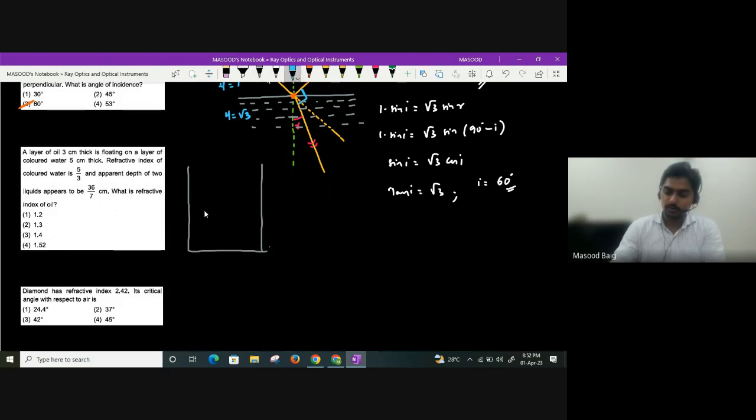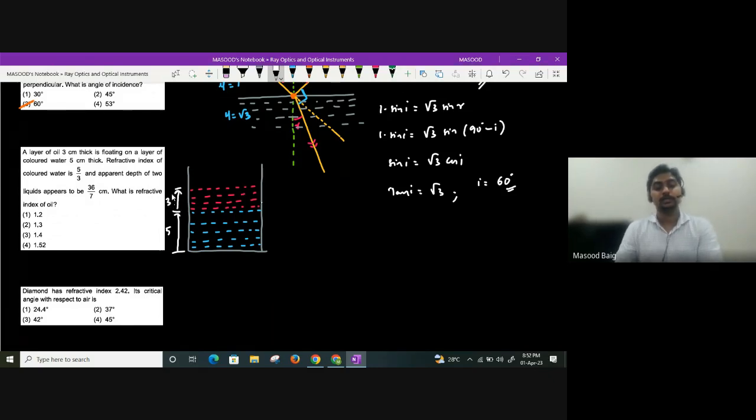Yes or no? So here we have colored water, blue colored water. How much is the length here? This is given as 5 centimeters. Yes or no? This is given as 5 centimeters, guys. And above this, you have a 3 centimeters thick layer of oil. A layer of oil is floating on a layer of colored water. And what is this height given as? 3 centimeters. They are saying that the apparent depth is 36/7. So who is observing?